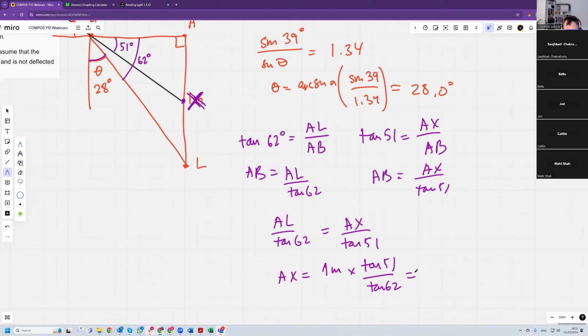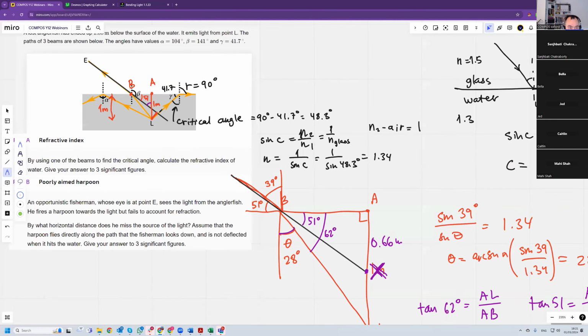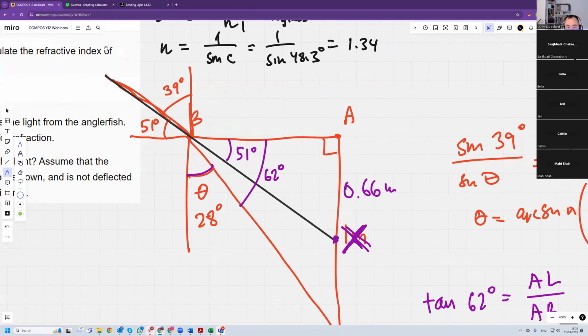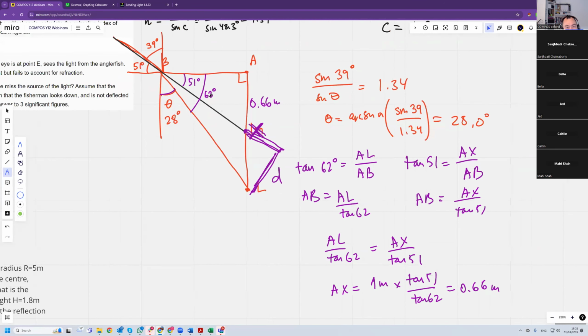So tan 51 divided by tan 62, which is 0.66 meters. So where are we now? We need to find this distance. Let's call it D. We know this distance. Okay, and now we know the angle, because what we need is this distance. This angle is 51. This makes this angle 39.